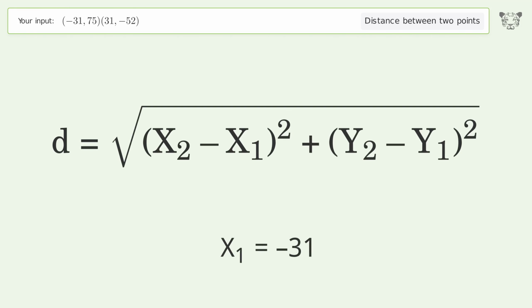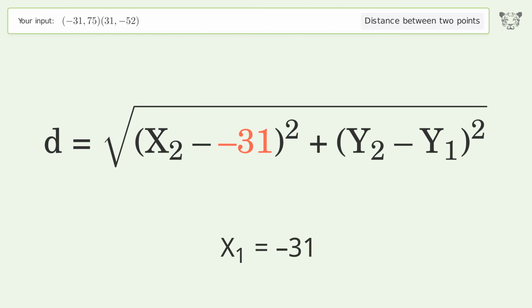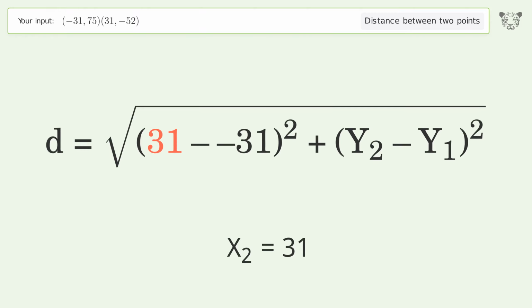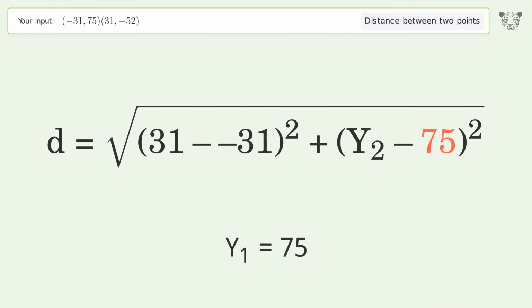x1 equals -31. x2 equals 31. y1 equals 75. y2 equals -52.